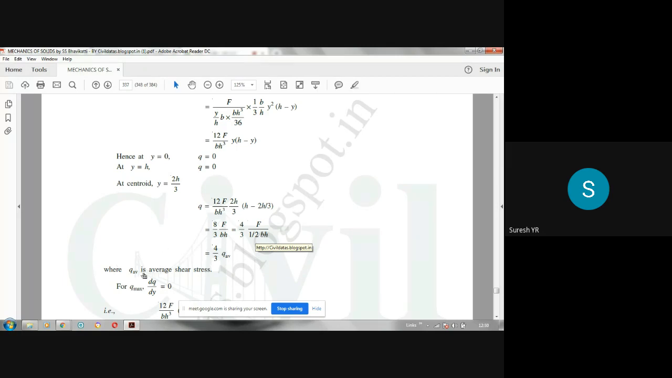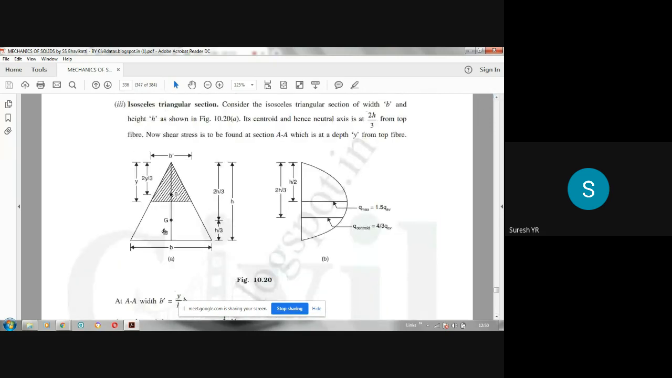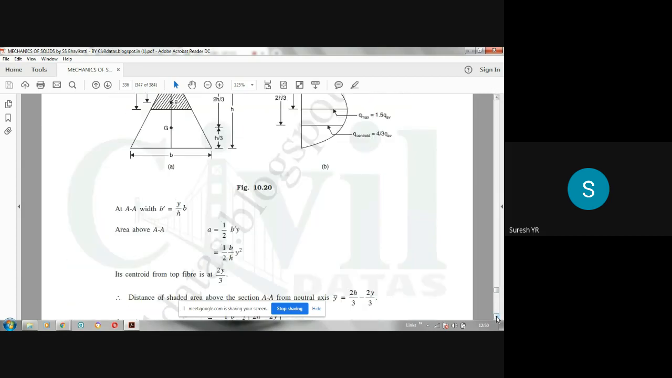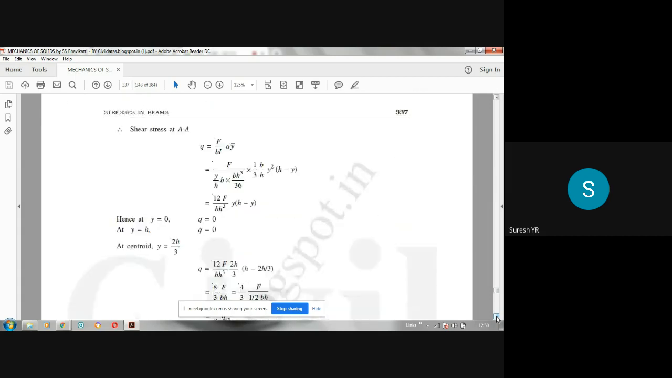So in the case of an isosceles triangular section, the shear stress at the level of the neutral axis is 4 by 3 times the average shear stress. See here, it is plotted. Q at the centroid is 4 by 3 times the average shear stress. Now we don't know where the maximum shear stress occurs. It is not occurring at the neutral axis level. Let us see where the maximum shear stress occurs. In this case, it occurs at some other distance.